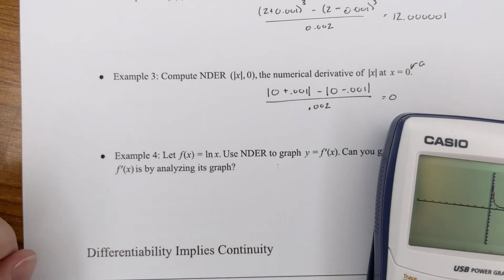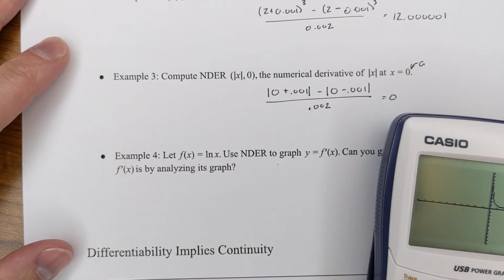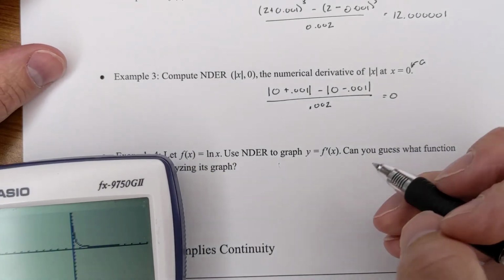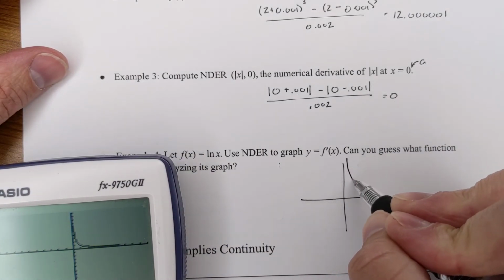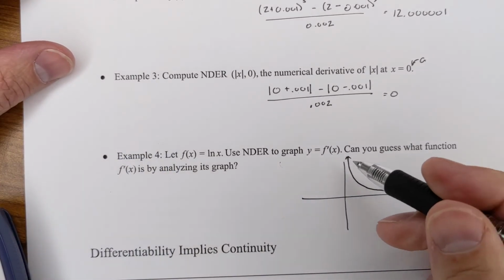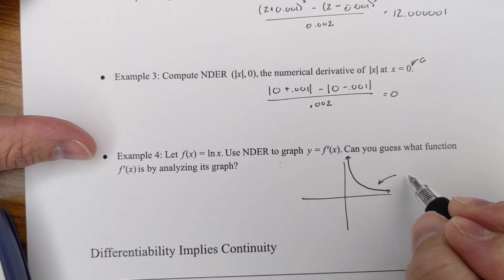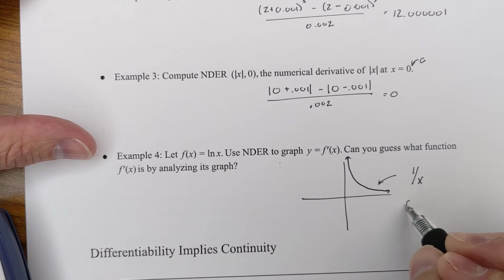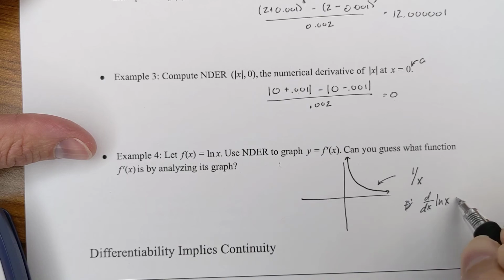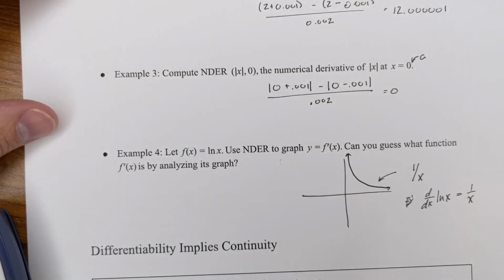Draw. So we get this lovely shape. Did I do that right? Let me make sure. Yeah, okay. So this essentially is my curve if I graph it. Can you guess what function this is by analyzing the graph? This is actually 1 over x, which means the derivative of the natural log function is 1 over x.